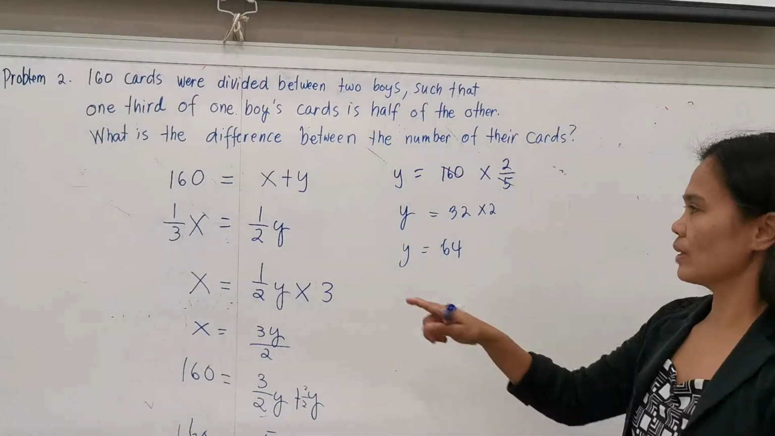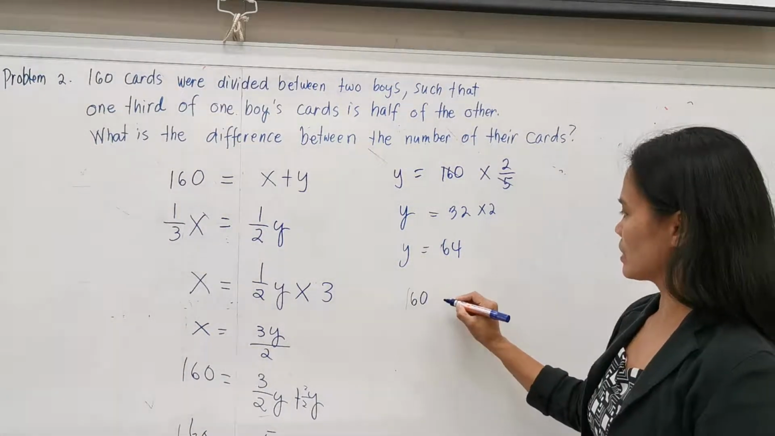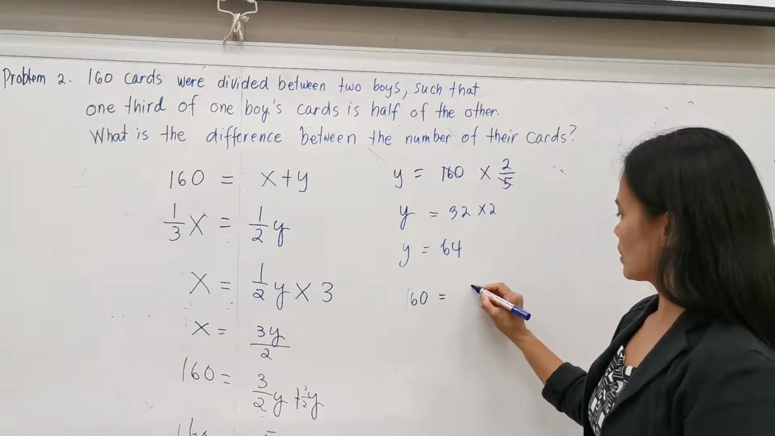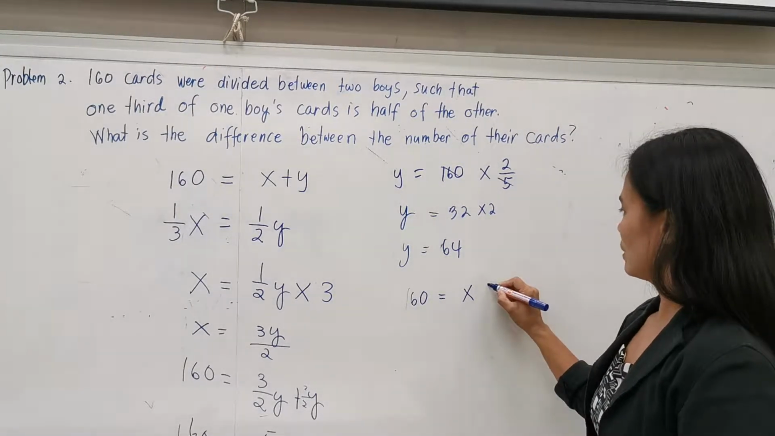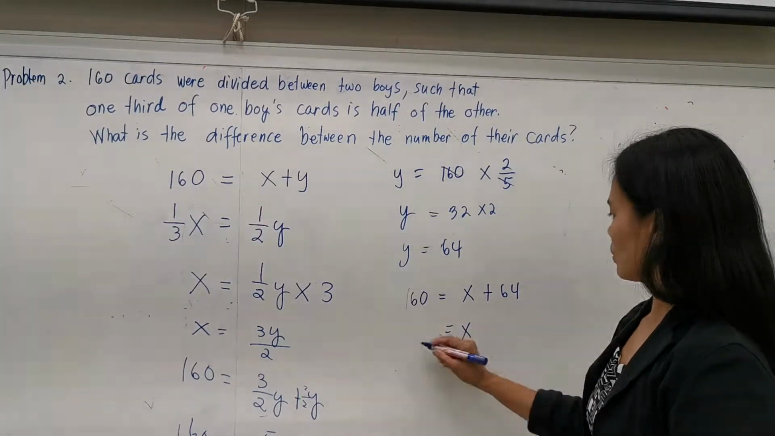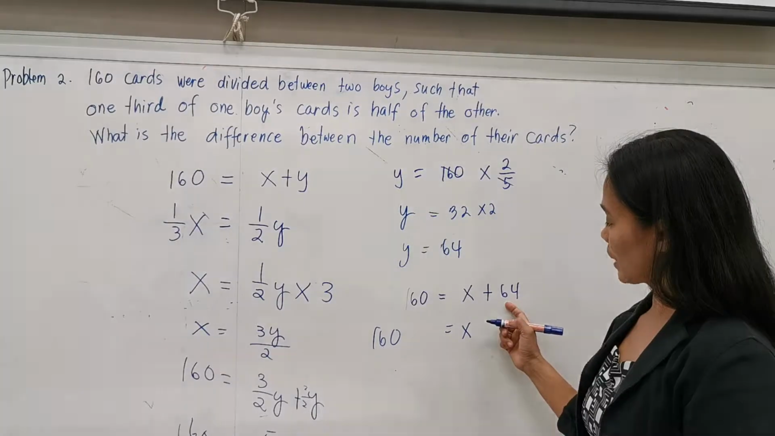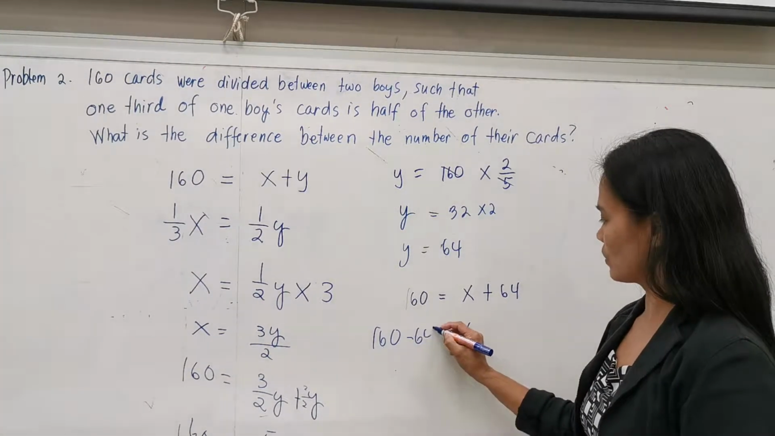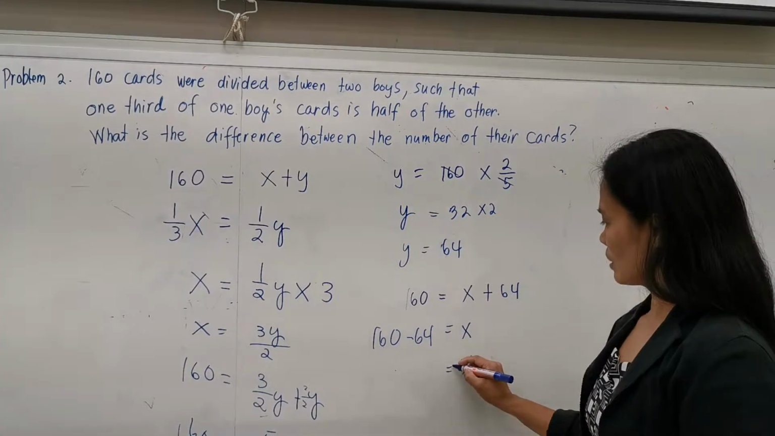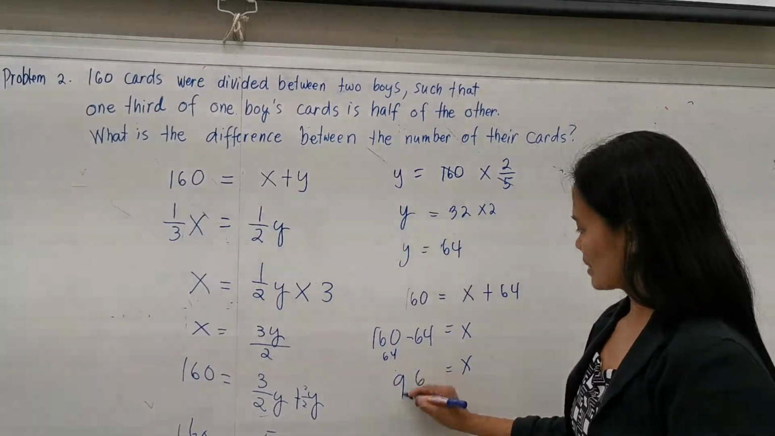Let us see how many cards boy X has. So we have 160 is equal to X plus Y, where Y is 64. Then X is equal to 160, and the 64 is transposed to the other side, minus 64, so that X is equal to 96.